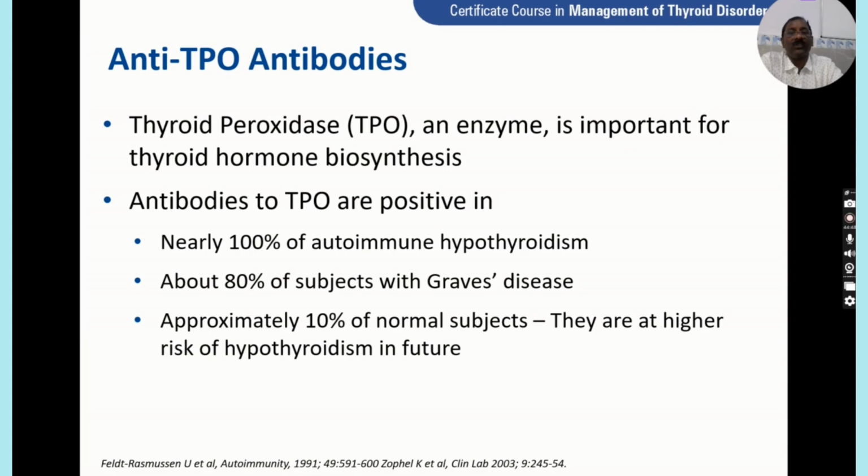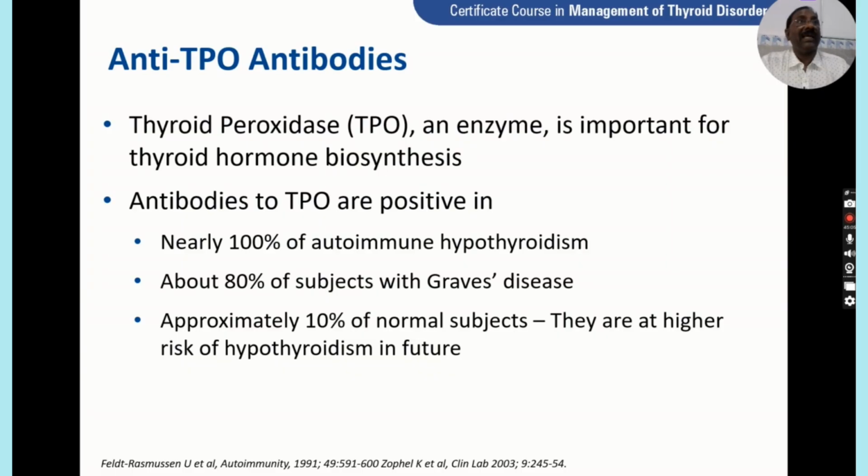Antibodies to TPO are positive in autoimmune hypothyroidism: 100% in autoimmune thyroiditis, 80% in Graves' disease, and 10% of normal subjects, who are at higher risk of hypothyroidism in the future. So this is the important take-home point.